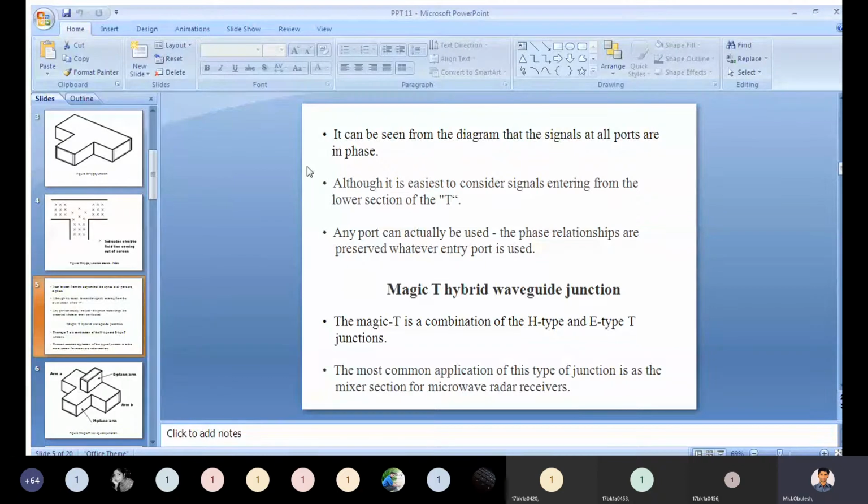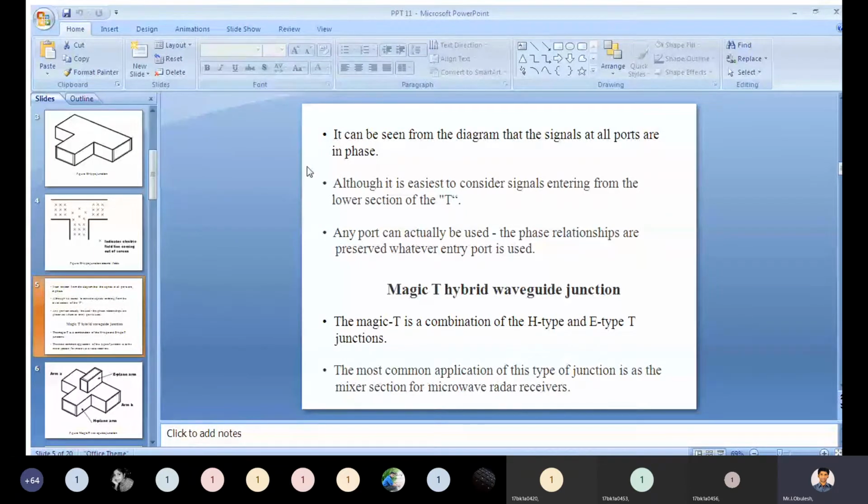The Magic T is the combination of the H-type and E-type junctions. The name itself indicates that this is a hybrid waveguide junction. This means that inside the Magic T we have both H-type and E-type T junctions. The combination of H-type and E-type T junctions is called the Magic T hybrid waveguide junction.